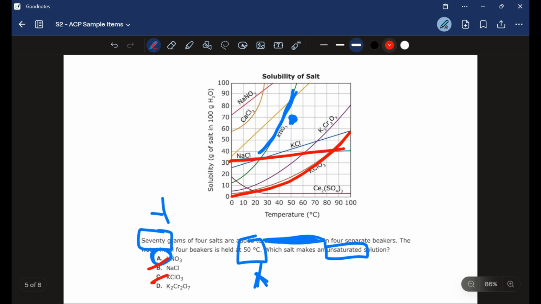D is K2Cr2O7, which is here. I'm going to assume that's a typo, which means, again, our point is above the line. Again, if all of it dissolved, it's supersaturated. If only some of it dissolved, saturated. Regardless, that can't be our answer either. So our answer is A. KNO3 was the only unsaturated solution.